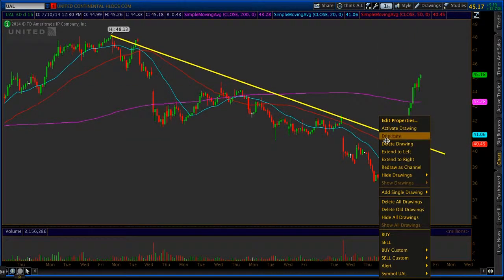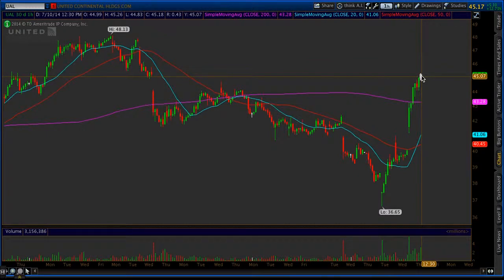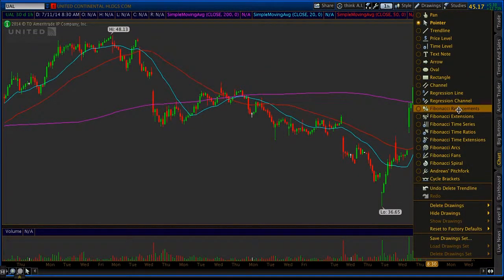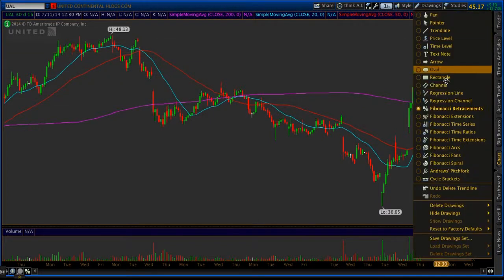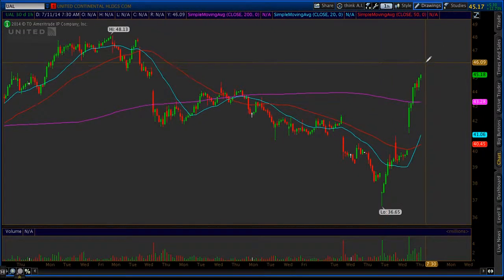So I will get rid of that. I don't want too many lines here. All right. Today's high, 45.26. Now I want to look at the Fibonacci retracement. The thing about the Fibonacci retracement tool is you just have to know how to use it. You can't just use it all over the chart. There's certain points that you have to pick from. So that's important when looking at these levels.